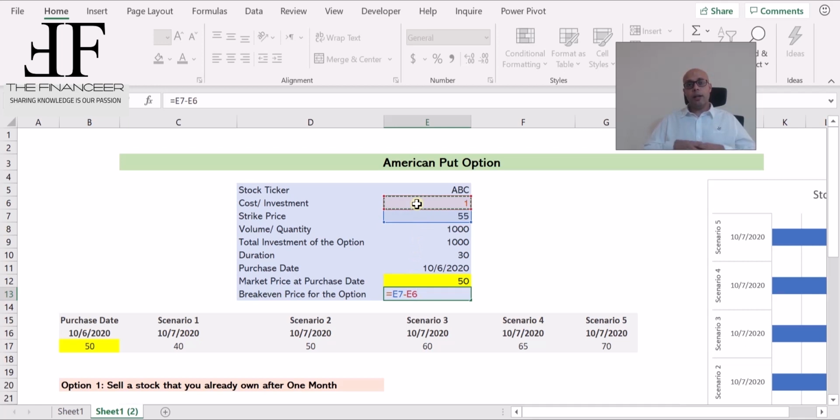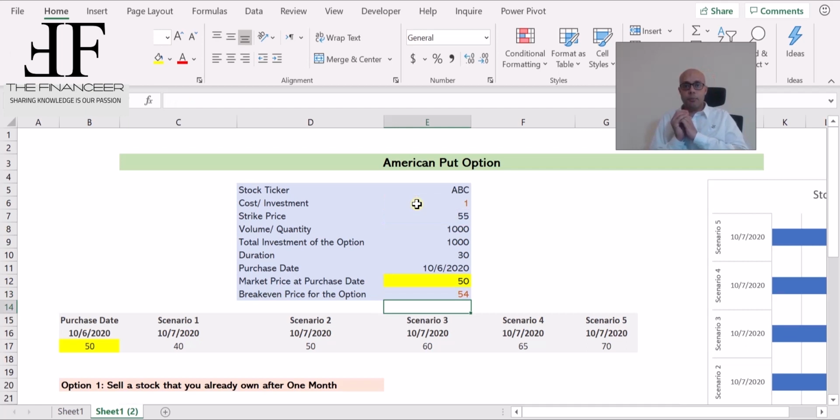Because actually, if you would like to exercise the option, you are going to sell this share using this option and receive $55. And already you paid $1 before per share. So the remaining net proceeds for you is considered as $54. So this is the break-even price.